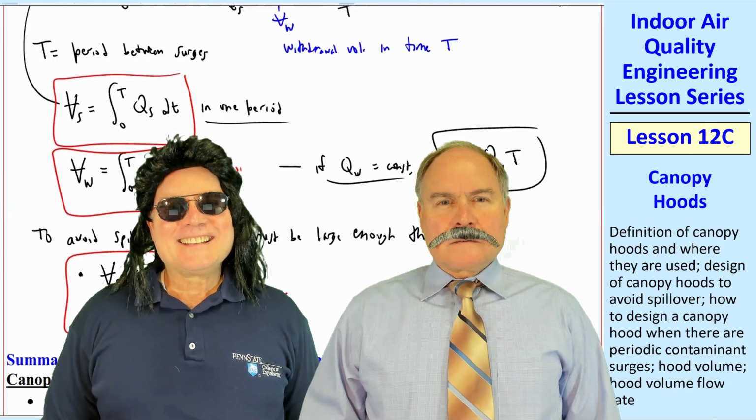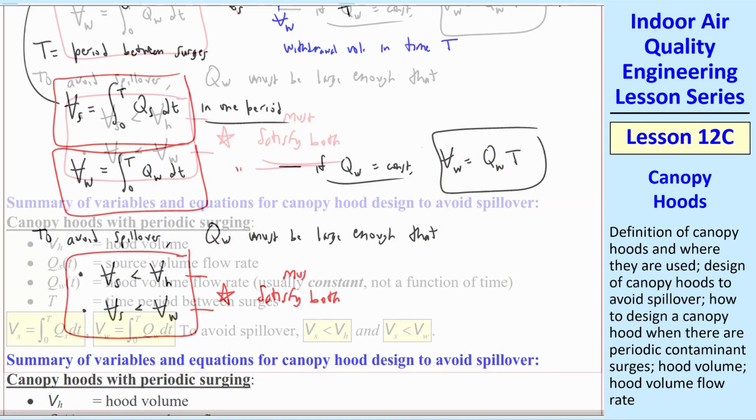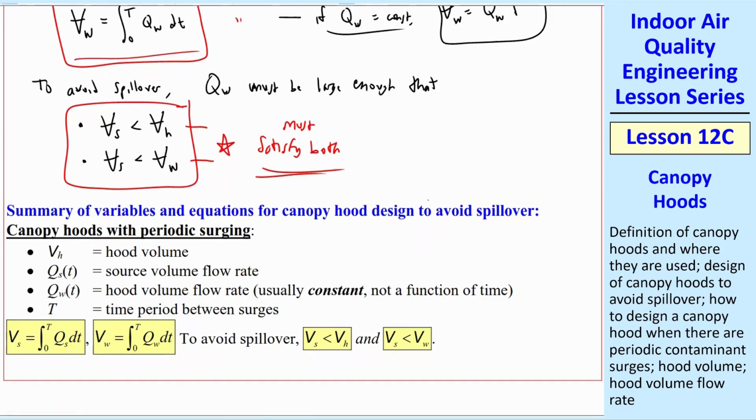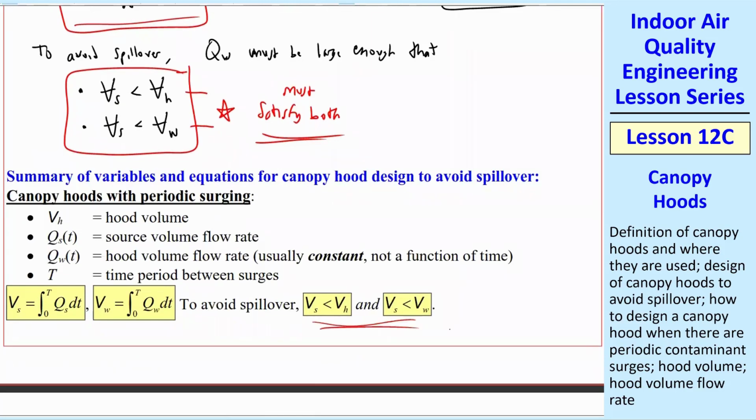We have to satisfy both in order to have a proper canopy hood. So here's just a summary of the equations: hood volume, source volume, QS, which is generally a function of time, QW, usually constant, and then we define VS and VW, and then here's our parameters to avoid spillover that I just had above. So that's all there is to it.